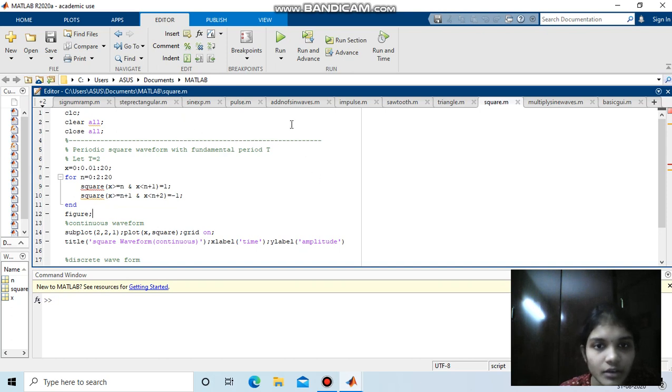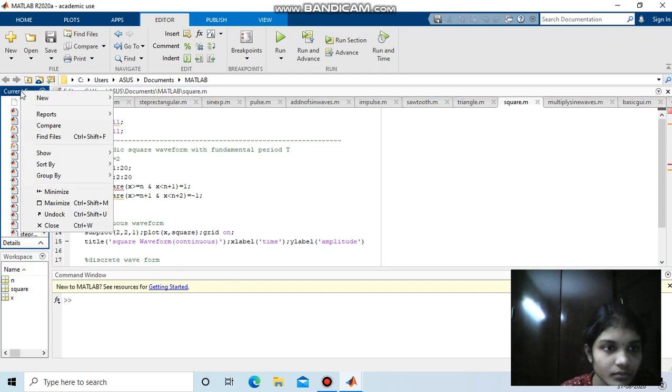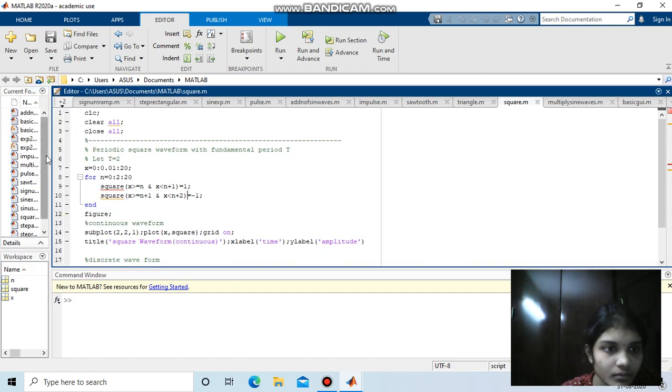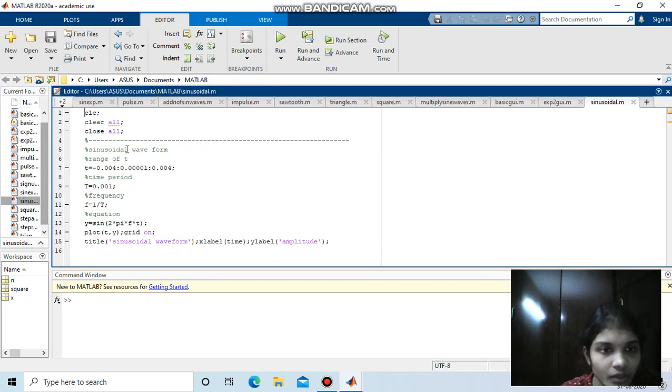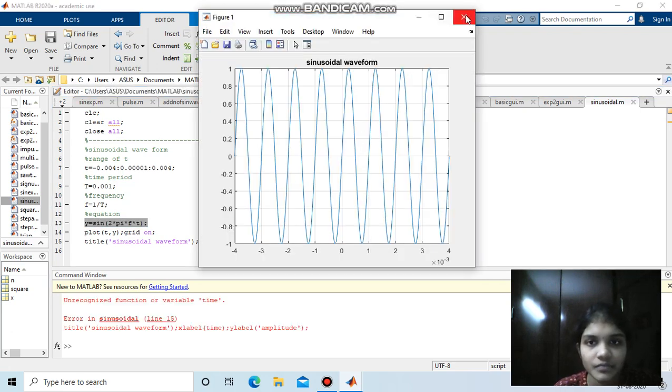Let us see the sinusoidal waveform. See, I took the time period here 0.001, that is frequency is equal to 1000 Hz, and I took the equation y is equal to sine of 2 pi f into t, that is sine omega t. So if we run this function, we get the sinusoidal function.